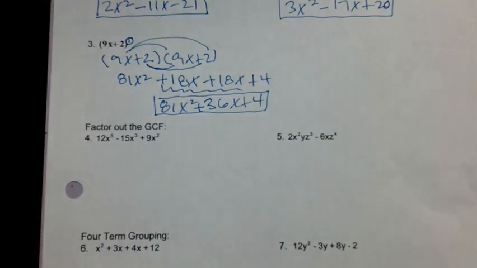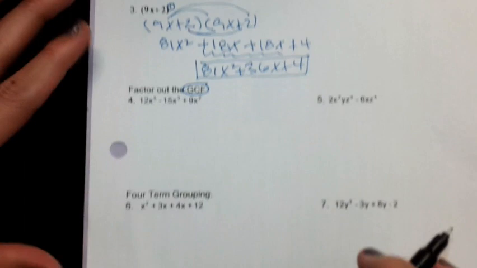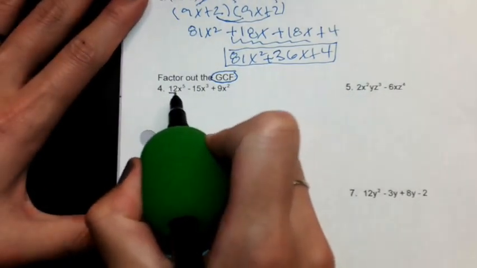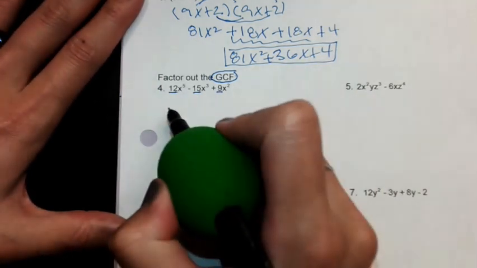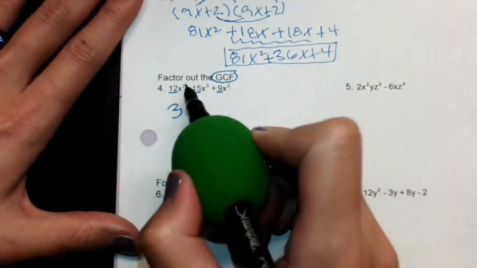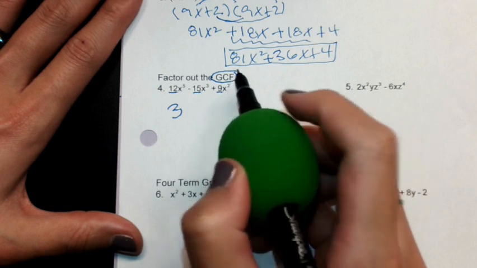Are we all ready for number 4? Okay, on number 4, we have to go ahead and take out the GCF. So when I take out the GCF, basically it means, look at your coefficients. What number can all of these be divided by? 3. And we always take the smaller power. So power of 5 is big, power of 3 is big, power of 2, isn't that the smallest one? Yes. Take them out.